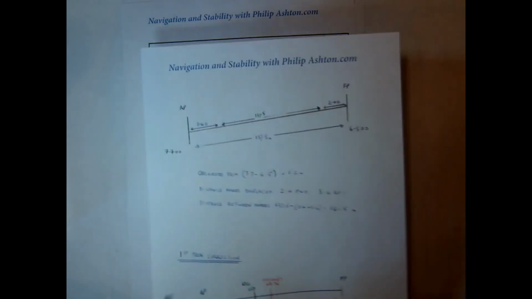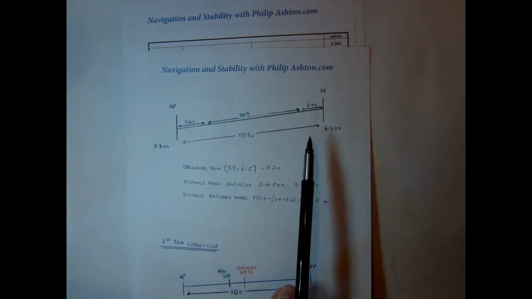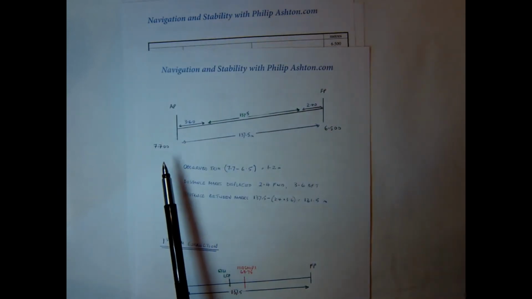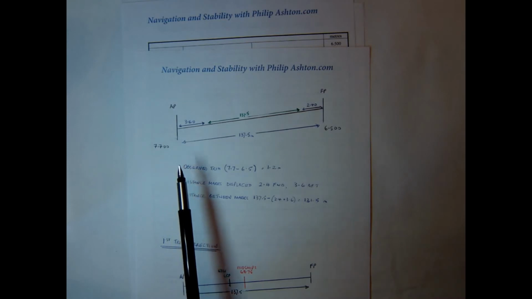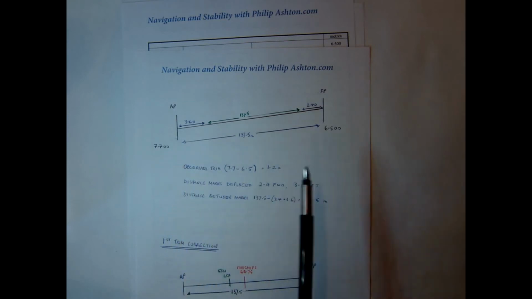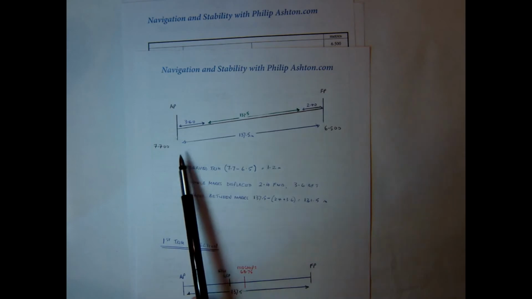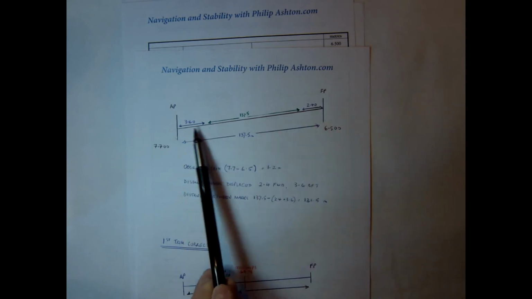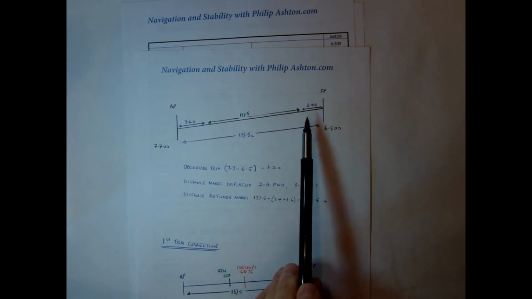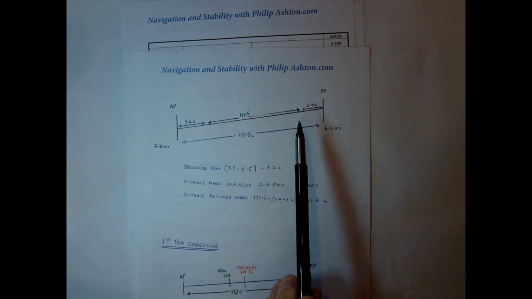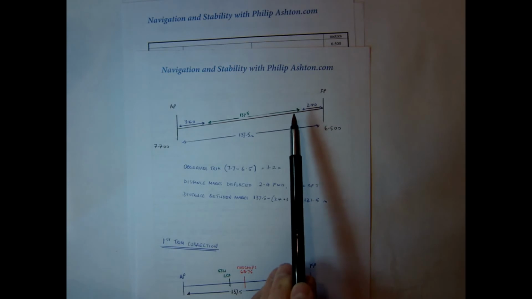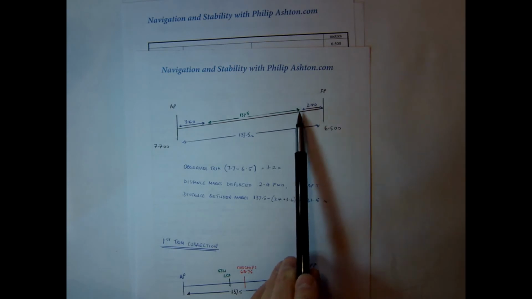and what I'm going to do is show you the sketch I've done. And on the sketch we know that we're trimmed by the stern, okay, because the drafts were given. We know we're trimmed by the stern, we know the length of the vessel between perpendiculars, and we're told that we're displaced this amount.